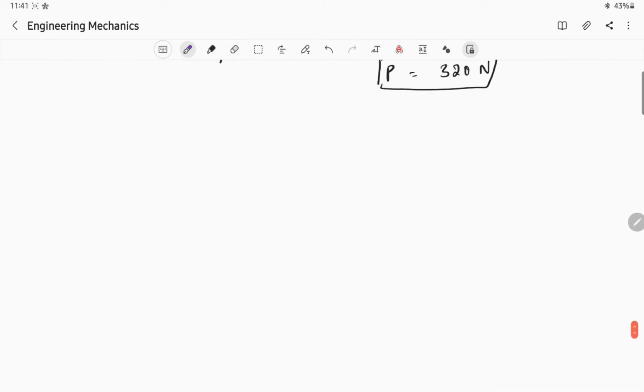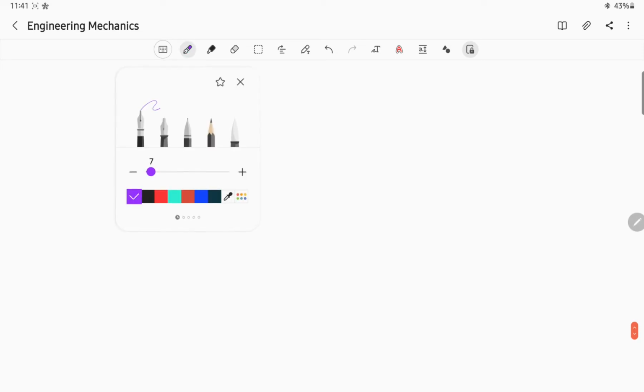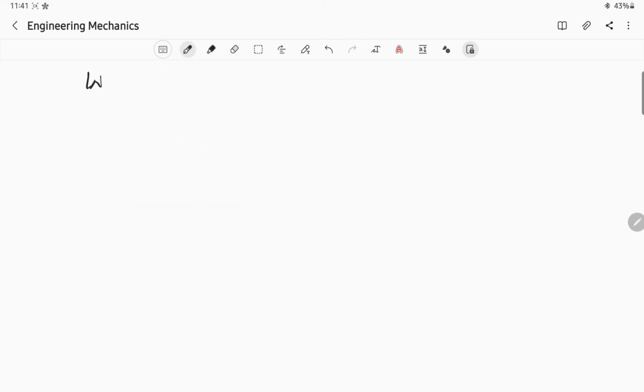So the next topic, which is the last topic of this unit, is wedge friction. What is that? Wedge friction. This topic is also an important topic. You may expect problems for long answer questions from this topic also, that is wedge friction.